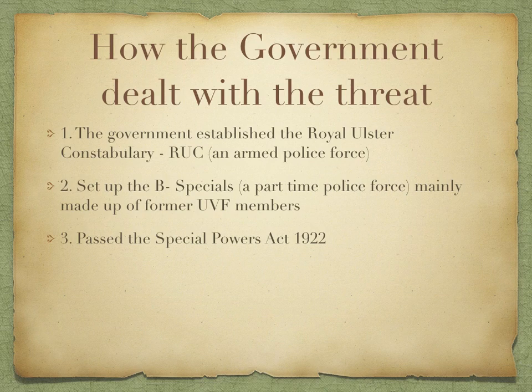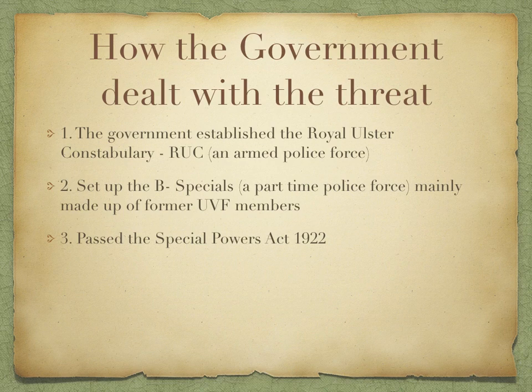This replaced the RIC, which was the Royal Irish Constabulary. And while a lot of the members of the old RIC had been Catholic, the new RUC was primarily Protestant. It was an armed police force. This is going to become a big issue when we get to the Troubles in the 60s.